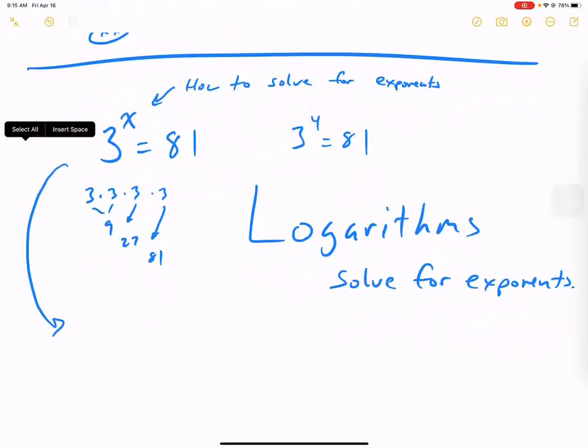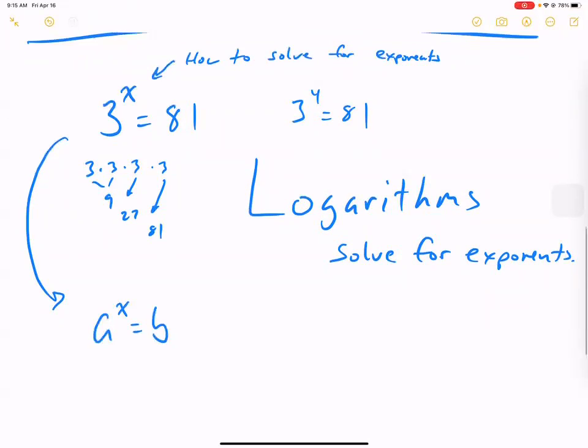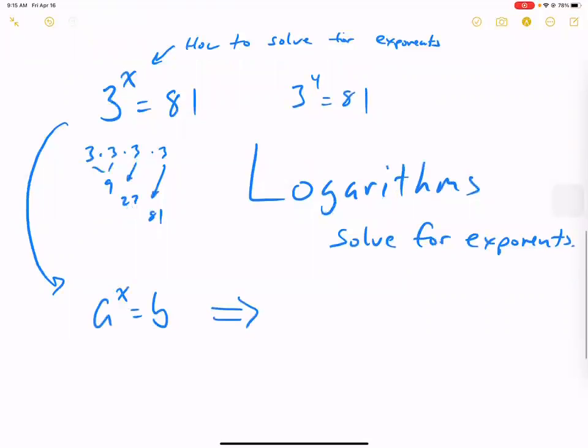So we have an identity that we're going to use to solve for exponents using logs. Here's the identity: a to the x equals b. Okay, let's say we have some base to some exponent equals b. And then we have the identity version. Let me reiterate the parts. This is the base, this is the exponent, and this is our answer. Okay, the base, exponent, answer.